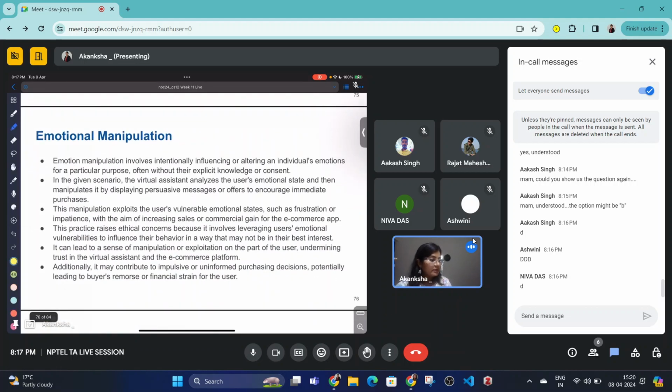So let's go through this again. Emotional manipulation is intentionally influencing or altering an individual's emotion for a particular purpose, often without their explicit knowledge or consent. It exploits the user's vulnerable emotional states, such as frustration, for commercial gain or increasing sales. It raises ethical concerns because it involves leveraging users' emotional vulnerabilities to influence their behavior in a way that may not be in their best interest. Otherwise, maybe I would have never bought that book, but now that I'm frustrated, I will definitely go and buy it.